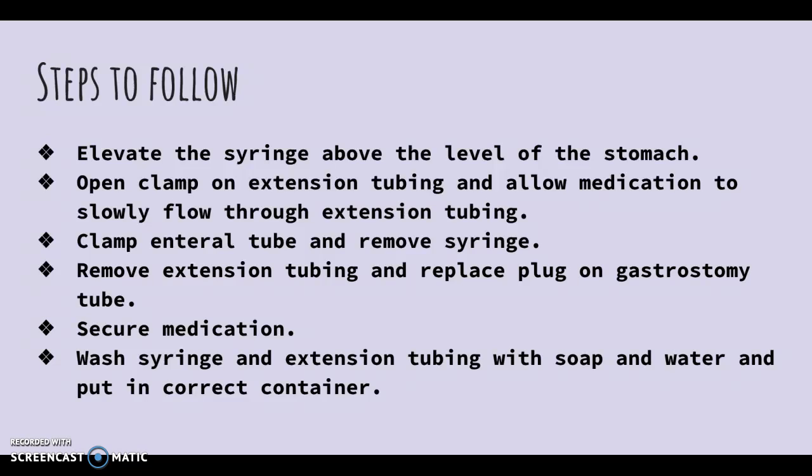Next, you need to elevate the syringe above the level of the stomach. Open the clamp on the extension tubing and allow the medication to slowly flow through the extension tubing. You don't want it to go fast because that can upset the stomach. Next, clamp the internal tube and remove the syringe. Remove the extension tubing and replace the plug on the gastrostomy tube.